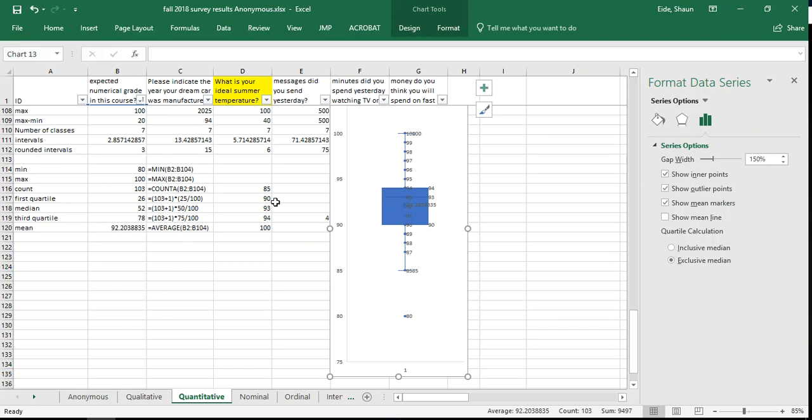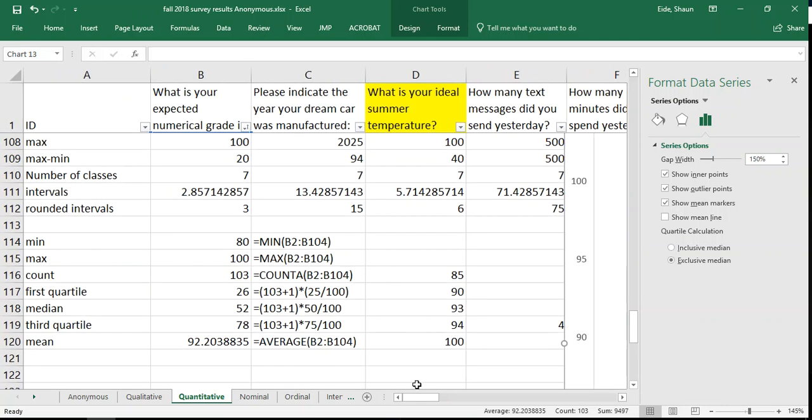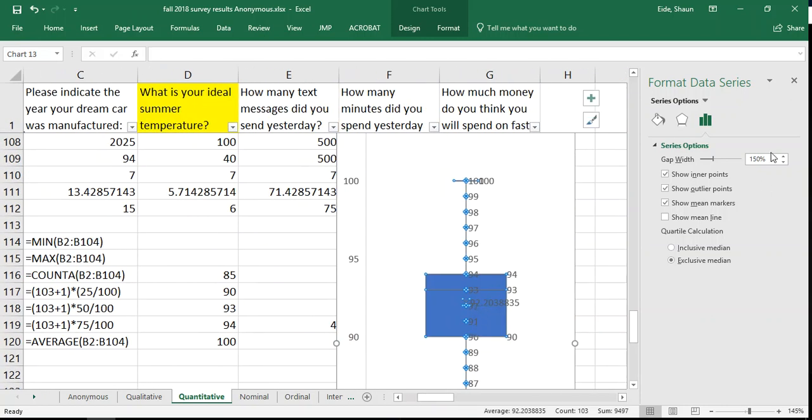Okay, so you've got the maximum, which is 100. You've got the minimum, which is 80. And then you've got the first quartile, which is 90, which is right here. Then you've got the median, which is 93, and you've got the third quartile, which is 94. And then in here, it's difficult to see, but let's see if I can show you. Right here, I'll get rid of the inner points. You see this X? This X right here is the mean, which is 92.2038. And you'll see that the median is actually greater than the mean, and we're going to get into why that's important in a later lecture.